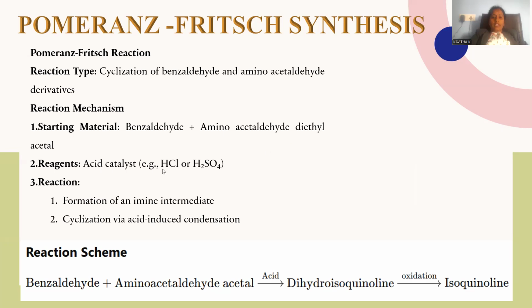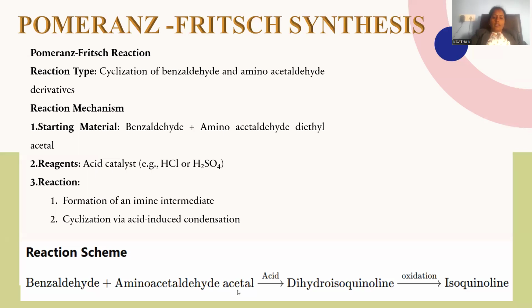Benzaldehyde and amino acid aldehyde diethyl acetal are taken as starting materials in order to accomplish this Pomeranz-Fritsch synthesis. An acid catalyst is required. Either hydrochloric acid or sulfuric acid is taken as the acid catalyst for this synthetic protocol. Formation of an imine intermediate takes place in the reaction, and cyclization via acid-induced condensation is possible. Since the aldehydes are taken into the cyclization process, the reaction proceeds with the condensation procedure itself.